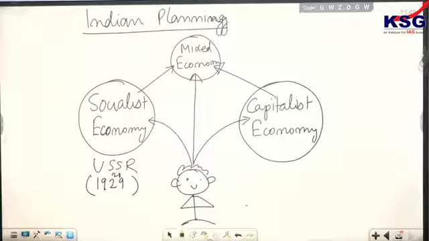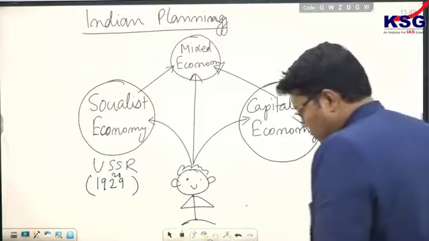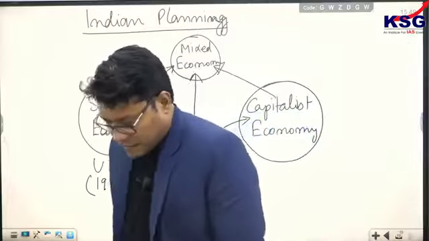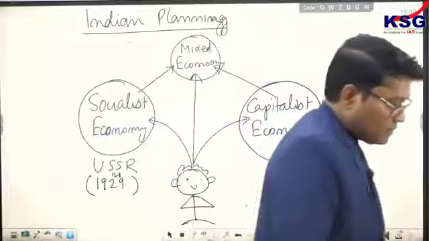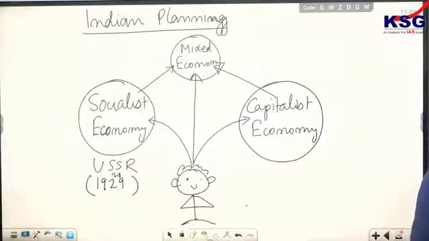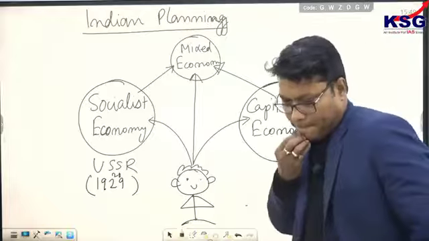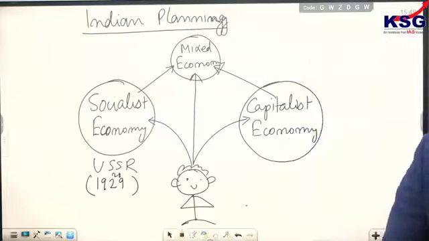If cars are in demand, cars will be produced. If bicycles are in demand, then bicycles will be produced.